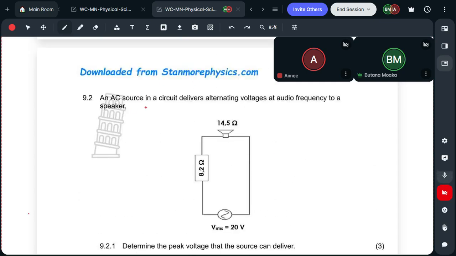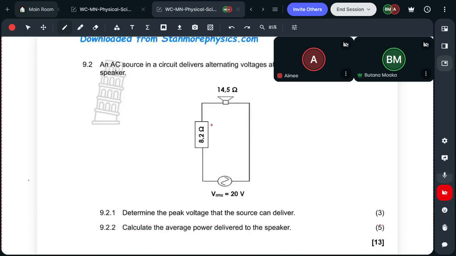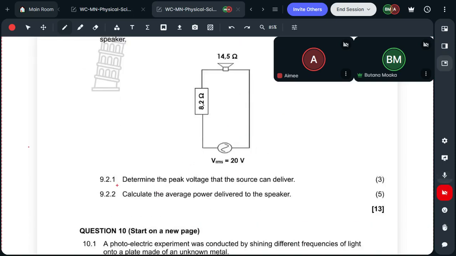So let's look at this. They say an AC source in a circuit delivers an alternating voltage. We can just look at this diagram and answer the following question for 9.2.1. Determine the peak voltage. So they are looking for the Vmax. Let me quickly write this down. Unfortunately we don't have much time, but let me work on this 9.2 only, then I'll show you in our upcoming lesson how to choose the correct formula.